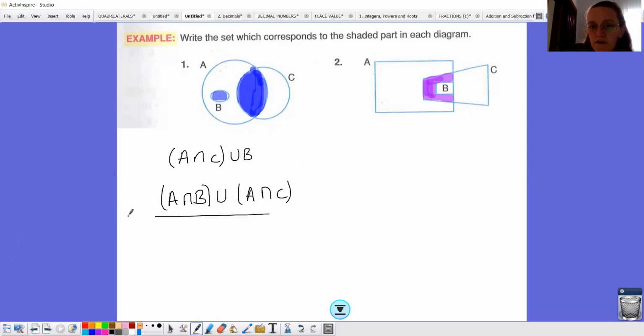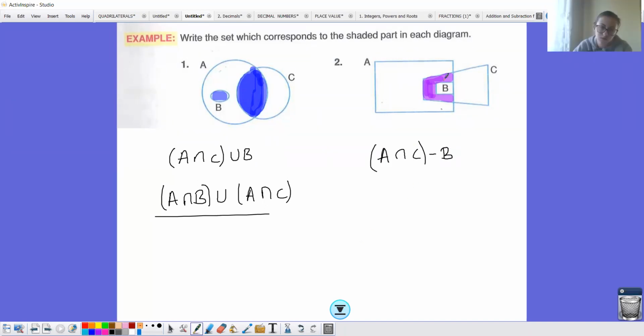What about the second one? Firstly, if you do not see the B here, what is this part? It's A intersection C. Yeah. But what are we taking out? We are subtracting B. So this part is A intersection C, difference B. Okay?